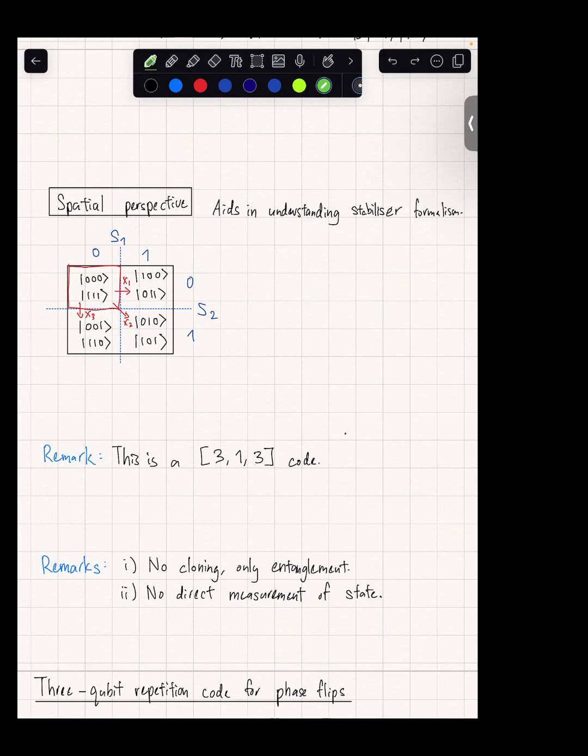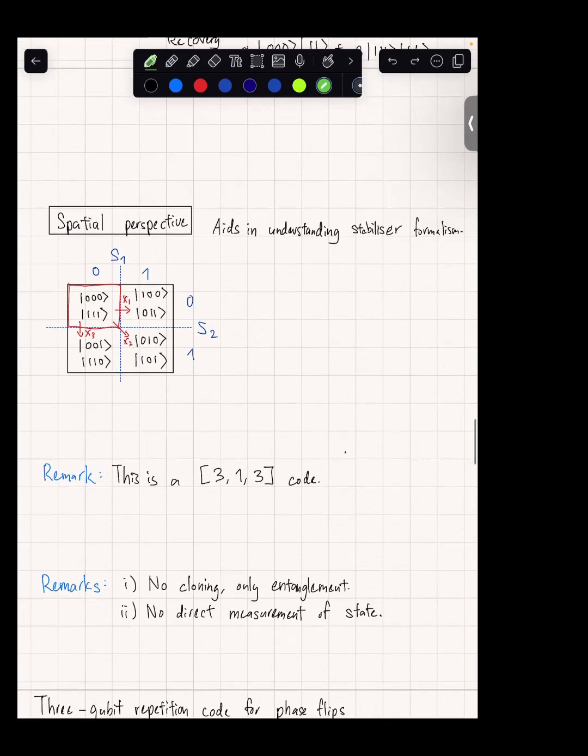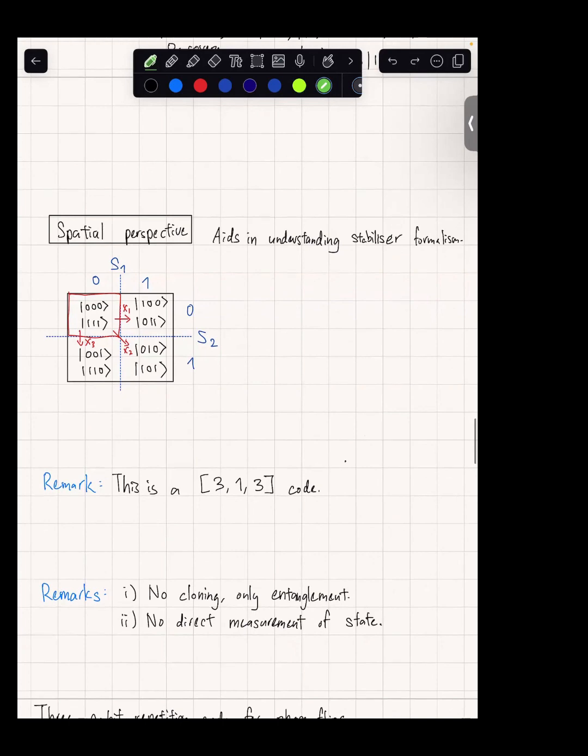Some other remarks. This 3-qubit repetition code is also a [3,1,3] code because it encodes 1 qubit into 3 qubits, and the distance of this encoding is 3. And lastly, note that we have not violated any of the challenges of quantum error correcting codes. In particular, there's no cloning because we only use entanglement, and there's also no measurement of the state directly. So we don't collapse the state into a classical state.